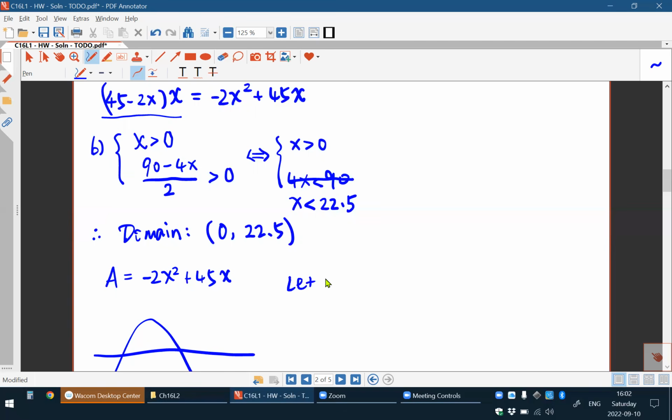Zeros means if I let A be 0, what are the x's?